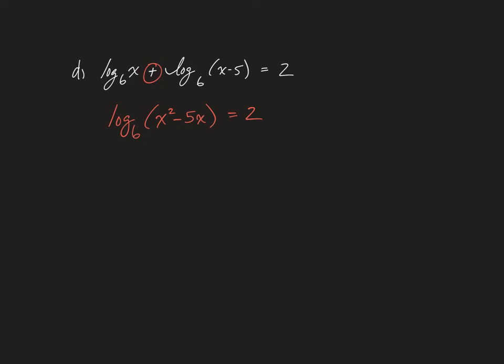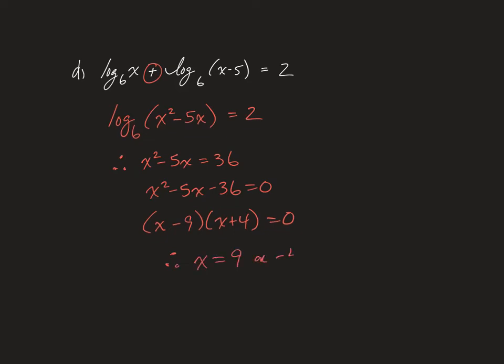Now using the strategy of a single log equal to a number means you can rewrite that in exponential form. You now have a quadratic equation. And yes, it factors. Otherwise, we would be using quadratic formula. And therefore, we get an x value of 9 or negative 4.